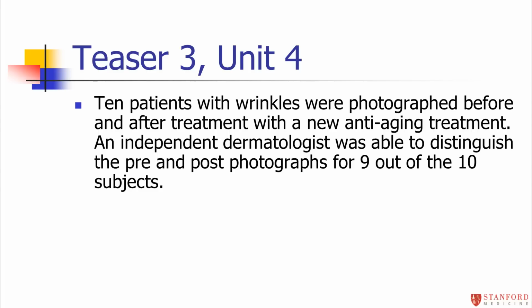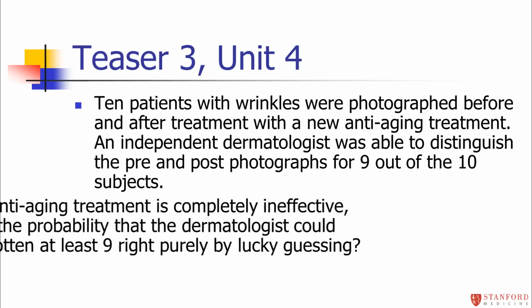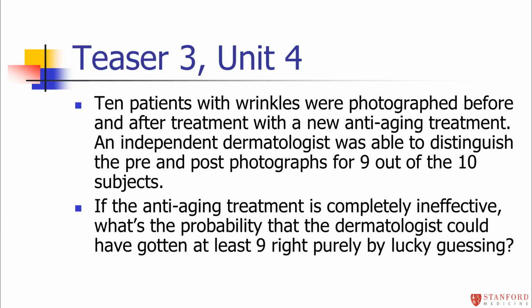So to answer the question of whether or not the anti-aging treatment might be doing anything, we're going to answer a particular question. We're going to say, if the anti-aging treatment is completely ineffective, what's the chance that the dermatologist could have gotten at least 9 right purely by lucky guessing, just by randomly picking them out? In other words, if we could answer that question, that will give us some feeling as to whether this is something real going on with the anti-aging treatment or whether the dermatologist just got lucky and was able to do 9 out of 10. Is 9 out of 10 enough to give us a sense that there's really something going on here? So we're going to answer that question in an upcoming module.